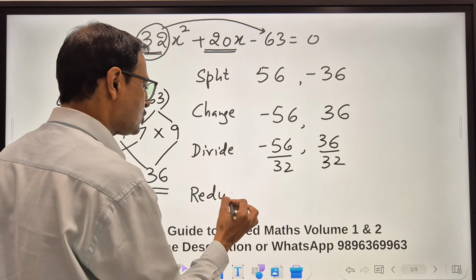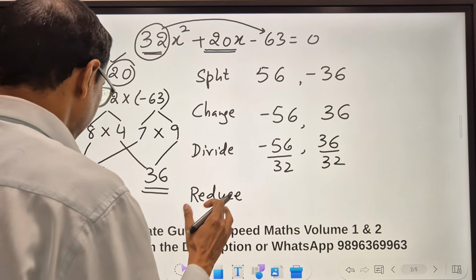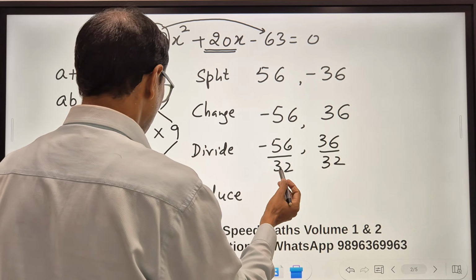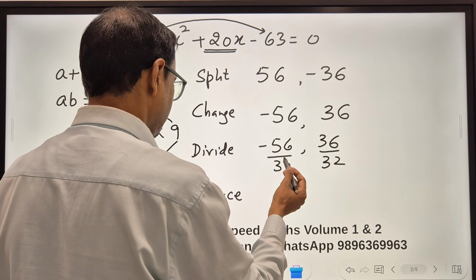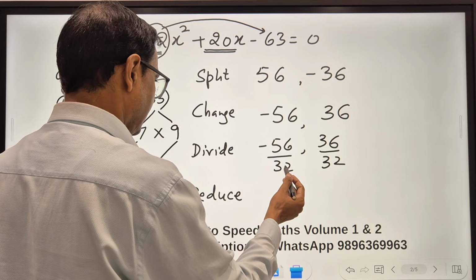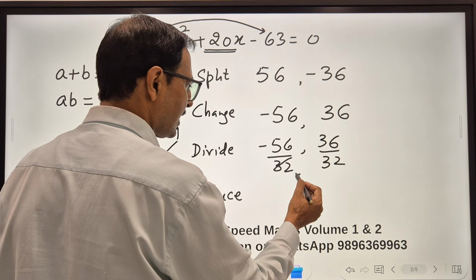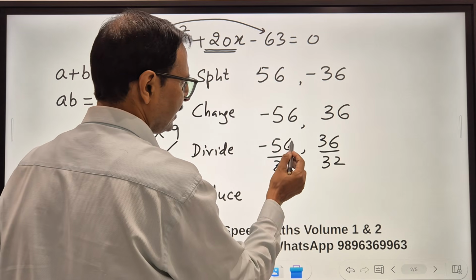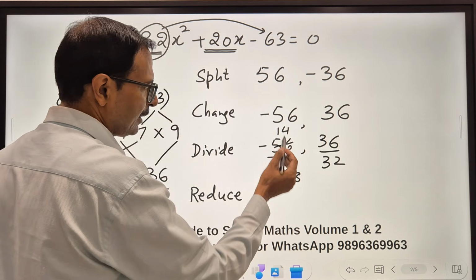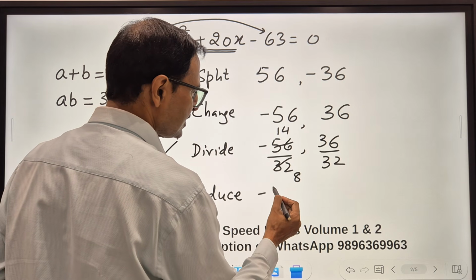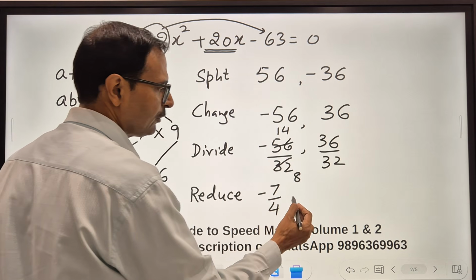That means reduce it to the simplest form to get your answer. And if I see 32 and 56, I think I can cancel a common factor 4 between them. 4 8s are 32, right? And then 4 14s are 56, right? And 14 upon 8 reduces to minus 7 upon 4. So we have an answer, minus 7 upon 4.